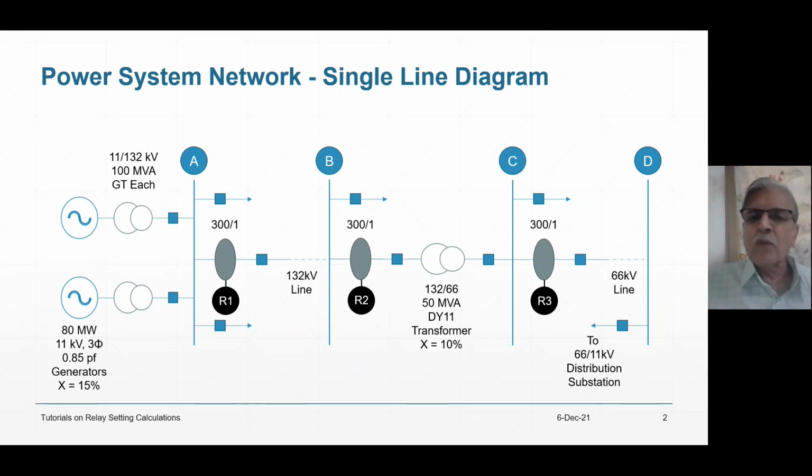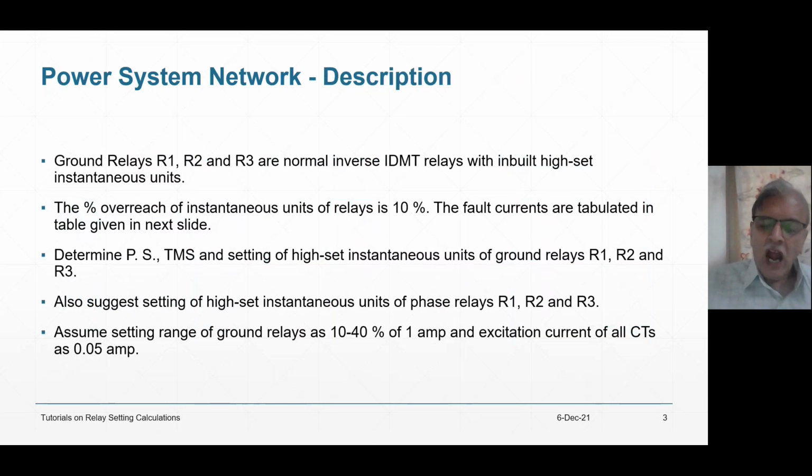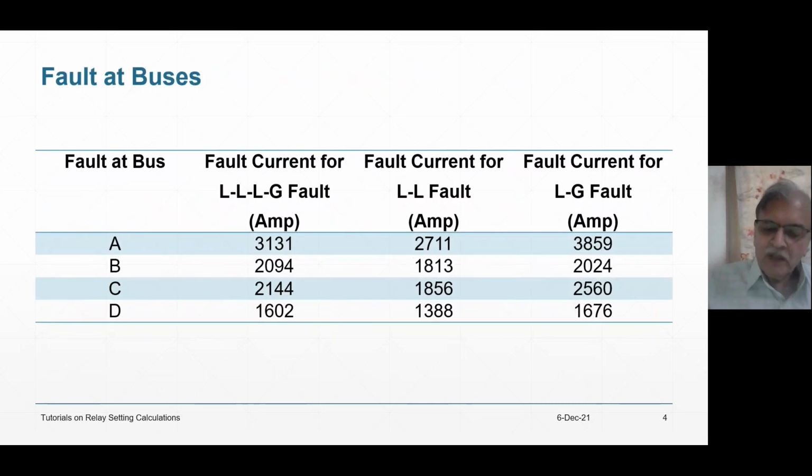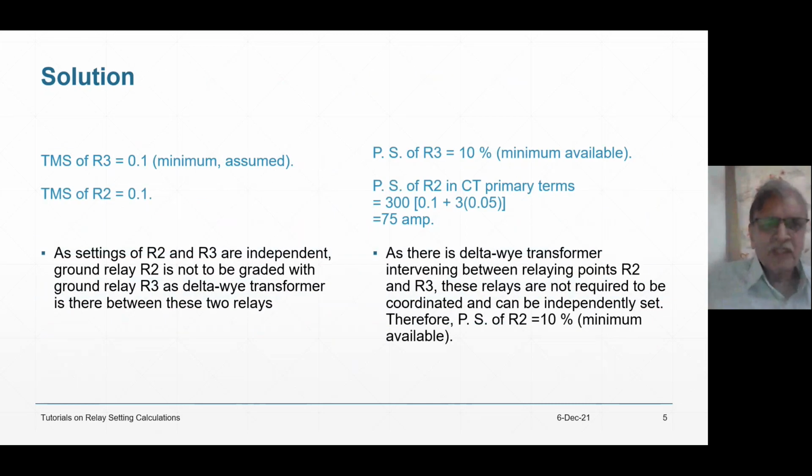R2 is independent of R3. R2 is not to be coordinated with R3. It is not to be graded with R3. So R2 is independent, and therefore we will go in for R2 with a minimum setting once again. Obviously, we'll go for minimum plug setting. We'll make it as sensitive as possible. 10% sensitivity minimum is available. No doubt a 5 to 20% setting range is also available, but we have started assuming 10 to 40%.